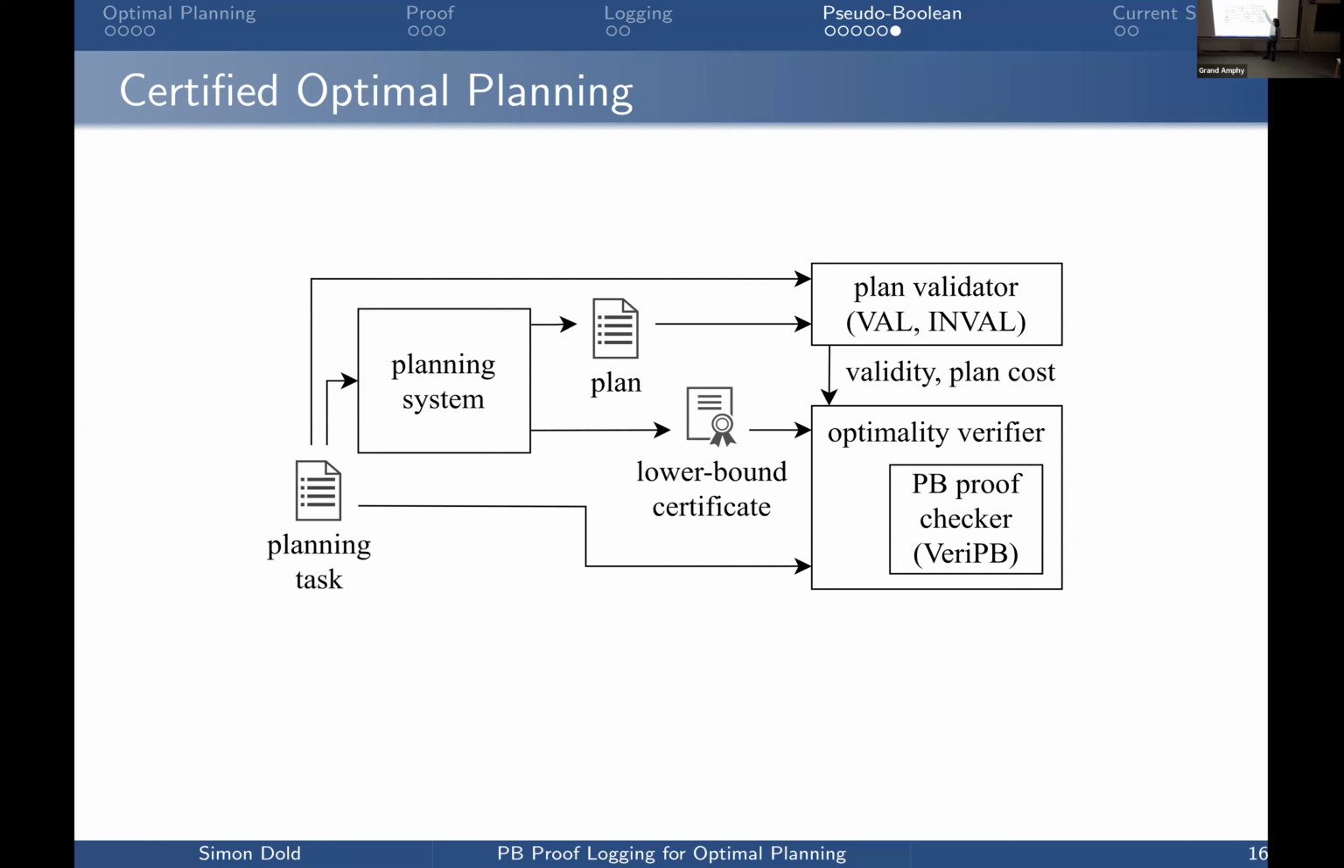the check from this tool and the planning task into an optimality verifier, and it checks that the plan and the cost were, for example, 11, and then that the lower bound certificate certifies a lower bound of at least 10, and then the Pseudo-Boolean proof checker, EuroPB, would use this lower bound certificate with the planning task and confirm that this lower bound certificate is a correct proof.